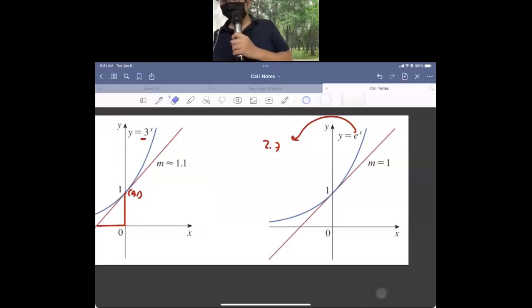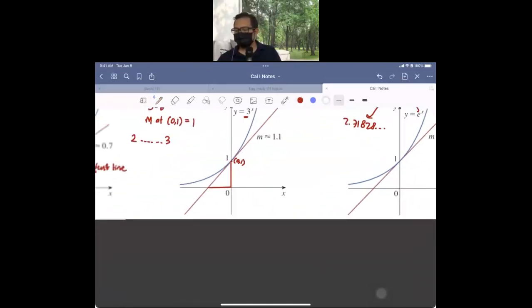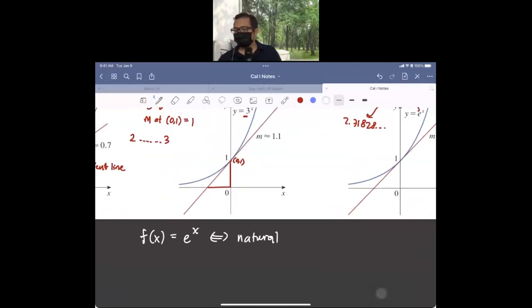Well, I think it's not 8, it's 1/8. Sorry, 1/8, 2/8, blah blah blah. And we develop a new function called e with power of x, the natural exponential function.